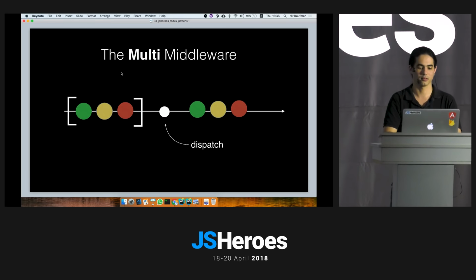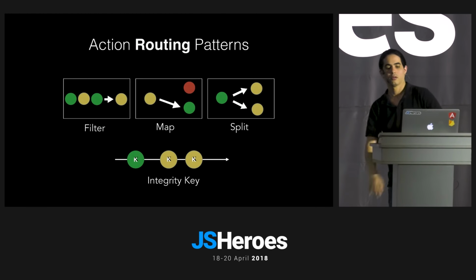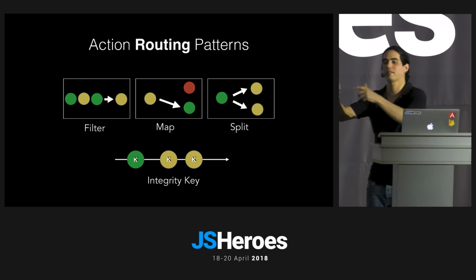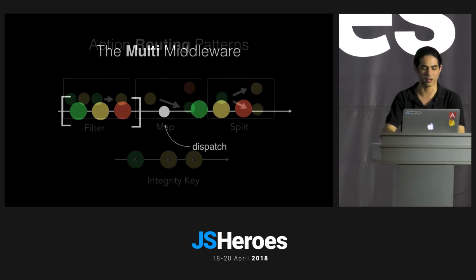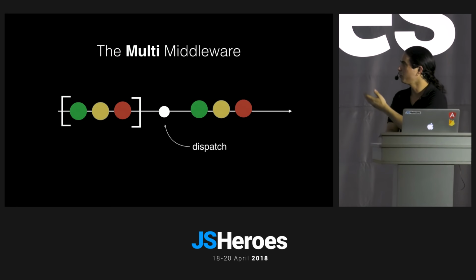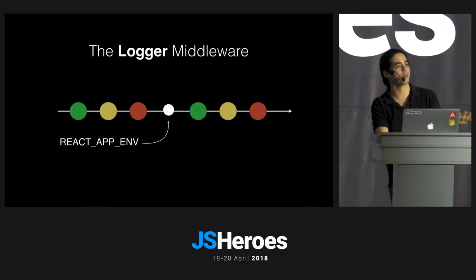Let's go back to the slide. So, at this point in time, we looked at filter, map, and split, which are the most common patterns when you're building your middlewares. And we used the integrity key pattern, which is to pass the entity and keep everything in context. Now we can add more and more middlewares to our app. Part of them will be core. Part of them will be very specific, like the multi-middleware, which accepts an array of actions and then dispatches them one by one. A logger middleware, if we like.